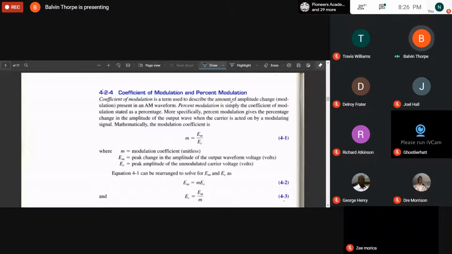is a term used to describe the amount of amplitude change present in an AM wave. So how much does the AM wave change from its original peak value, which is EC, sorry. How much is it changing? And the changes that it undergoes is fully dependent upon the peak of the modulating signal or the information signal amplitude.